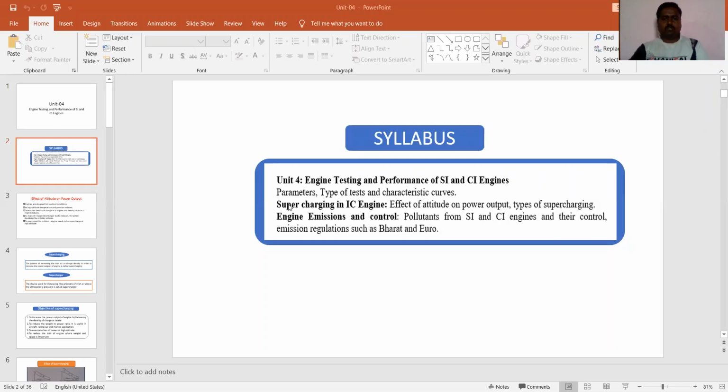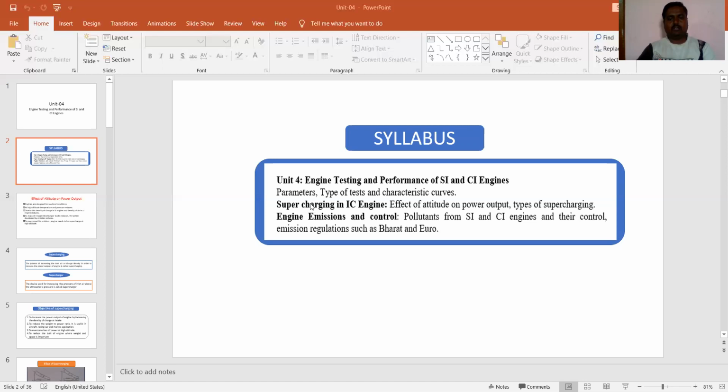Today we are going to study the next part of this unit number 4. This unit number 4 has three parts. First one is parameters, types of test, characteristic curve. Second one is supercharging in IC engines. Third one is engine emissions and control. Okay, the first part is already covered. Today we are going to cover the second part of this unit number 4, supercharging in IC engines.